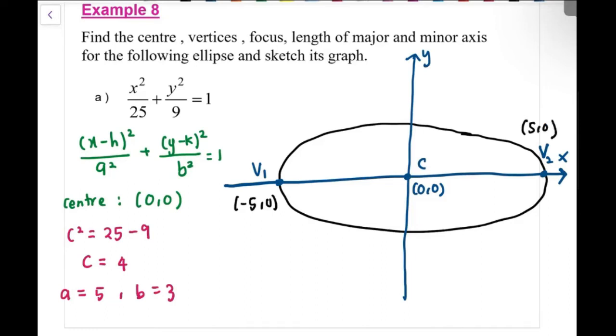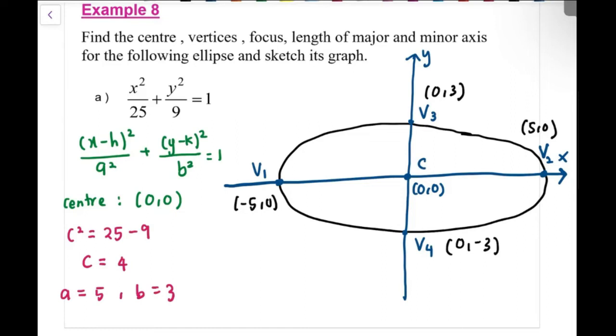Okay. Next one. V3 and V4. So V3 above, V4 below center. If you want to label it the other way around also possible. Tak kisah pun sebenarnya kat sini. Okay. So for V3, ingat distance would be value of B, 3. Jarak dia huruf 3 tu. Y yang akan bergerak. X would be fixed. So V3 would be 0, 3. And for V4, we would have 0, negative 3.